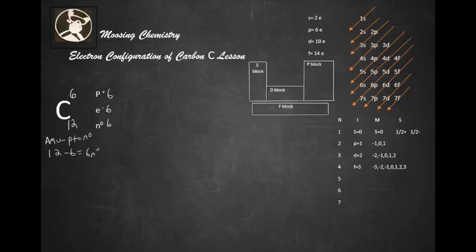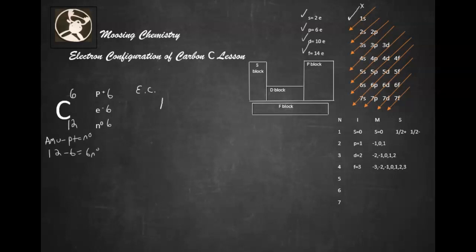All right, now we're going to do our electron configuration. But before we do that, remember that S will hold a max of 2 electrons, P can hold a max of 6 electrons, D can hold a max of 10 electrons, and F can hold a max of 14 electrons. We're also going to start off on the diagonal rule, and we'll follow these orange arrows down in that order until we end up with no more electrons. So we have 6 electrons to begin.